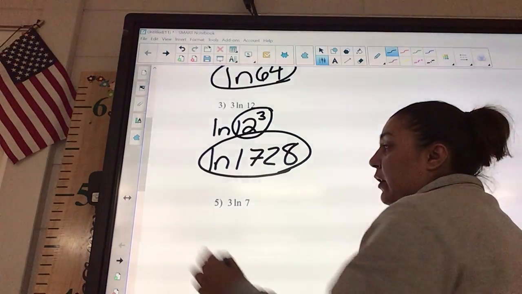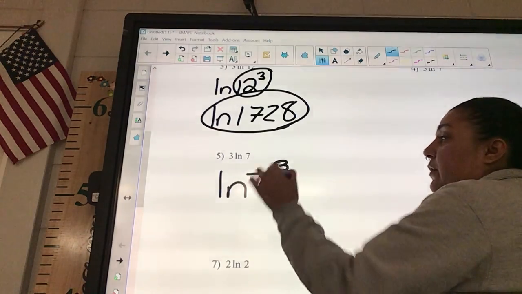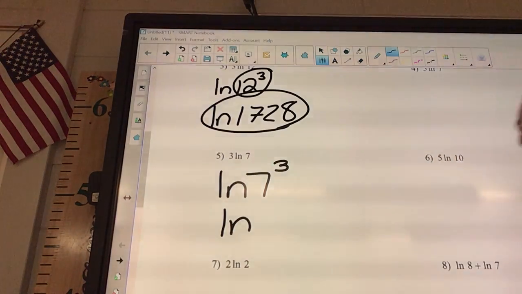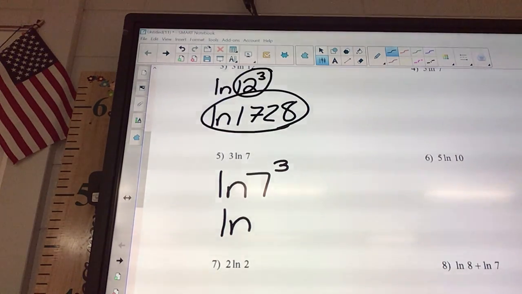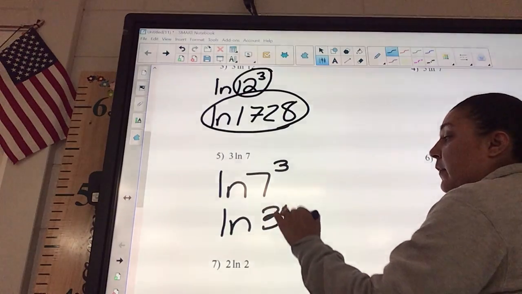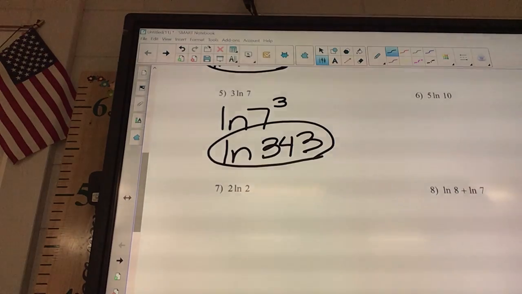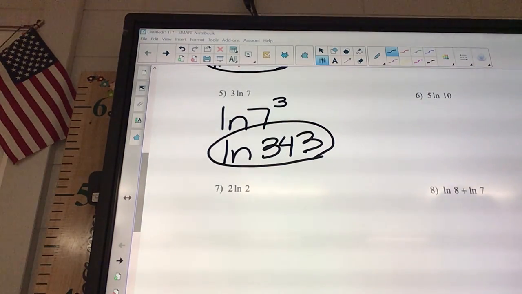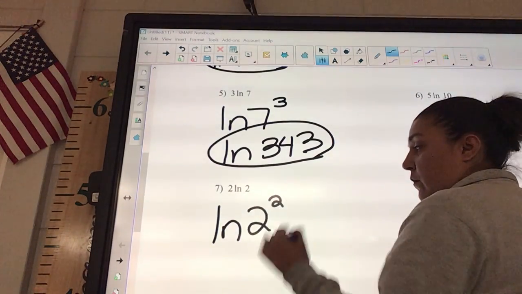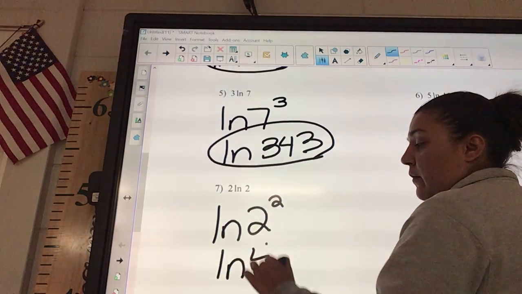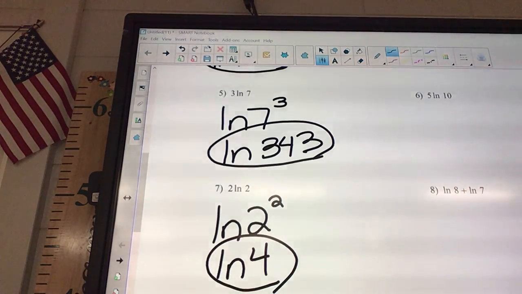So what's number 5 going to look like? Natural log of 7 to the third power. And what is 7 to the third power? Nothing, you can't change it. You can. What is 7 to the third power? Oh. 343. What's 7 going to look like? Natural log of 4. Natural log of 2 to the second power. Which is what? To the fourth power. Okay, so the front page was pretty easy, right?